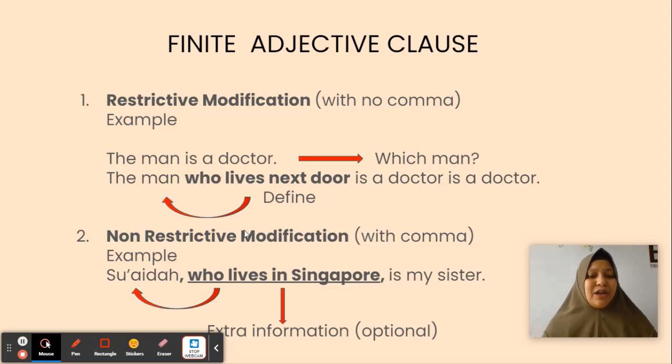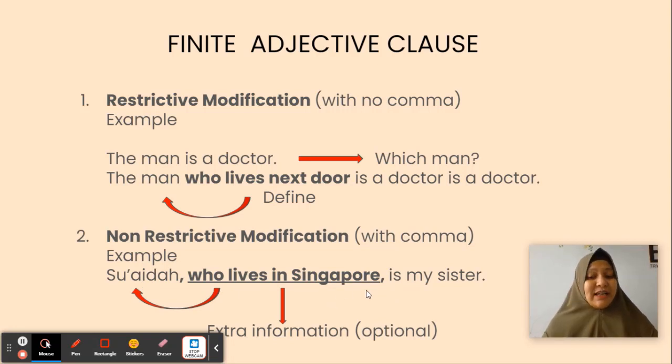Okay, number two, non-restrictive modifications. Usually it is marked with a comma. For example, Suaida, who lives in Singapore, is my sister. We need to put commas here. Why? Because who lives in Singapore is a non-restrictive modification. It is optional whether we put this one or not, but it doesn't change the meaning. Suaida is my sister is okay. It's clear.